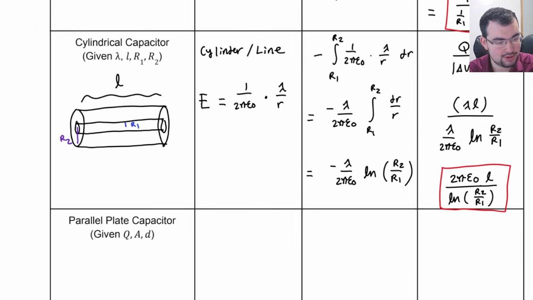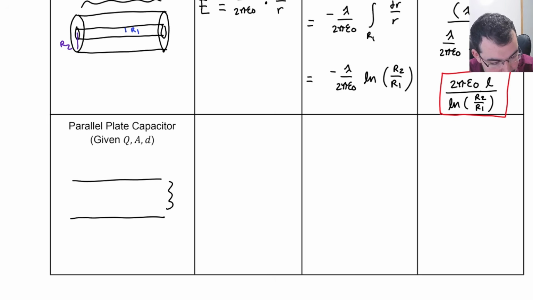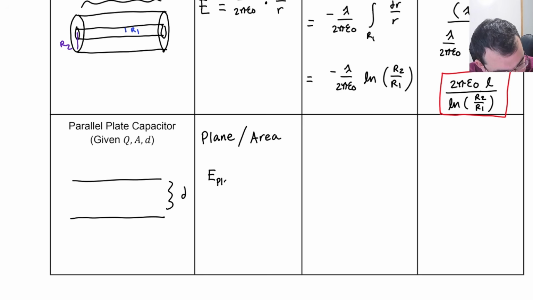All right, what about parallel plate? This is actually the easiest one. It involves the least calculus. So this is just our classic parallel plates. They're separated by a distance d. Now from Gauss's law, we actually know that this is going to be most similar to a plane, an area charge. And our formula we have from Gauss's law is that E from a plane is equal to sigma over 2 epsilon naught.